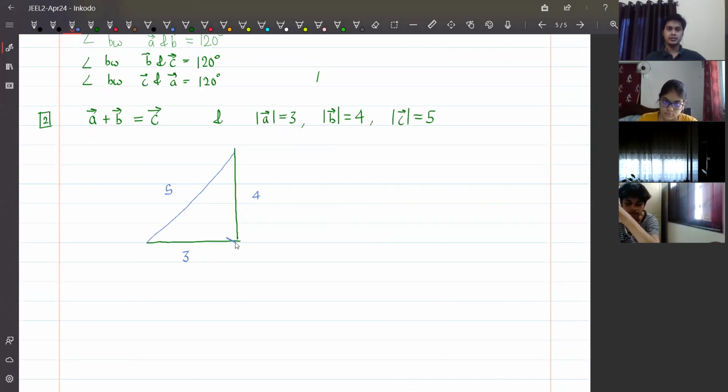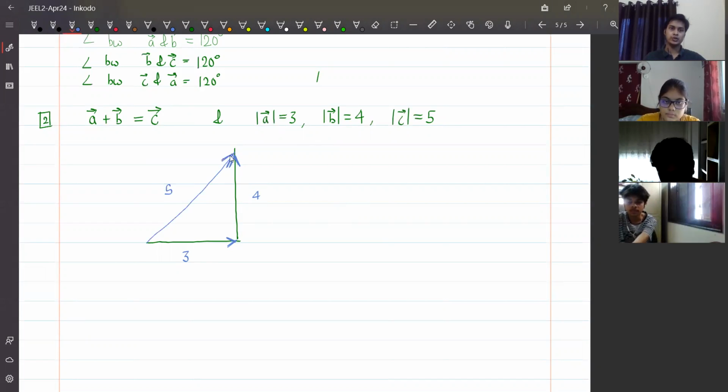This is A vector. So A vector plus B vector gives the C vector. So the direction of arrows should be clear. This is A vector. This is B vector. And adding A and B gives me the C vector. A plus B is the C vector.